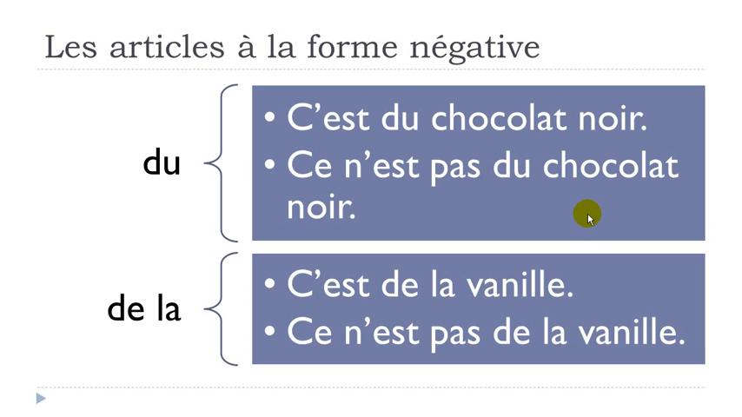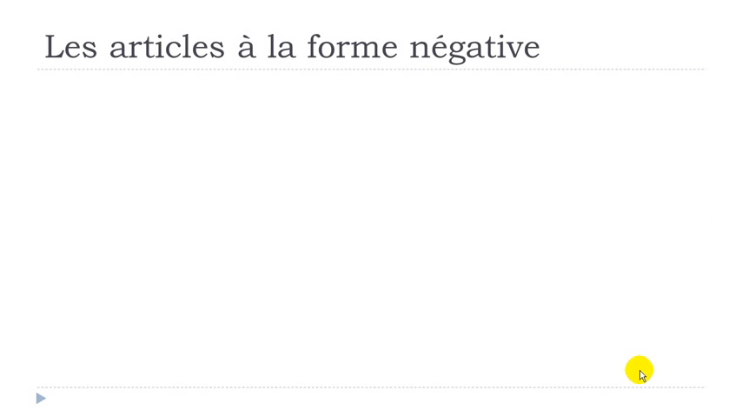So partitif féminin, c'est de la vanille. Ce n'est pas de la vanille. So, de la is here, and it's still here for the negative form. Vanille, vanilla. All right? So now we can have the rule.